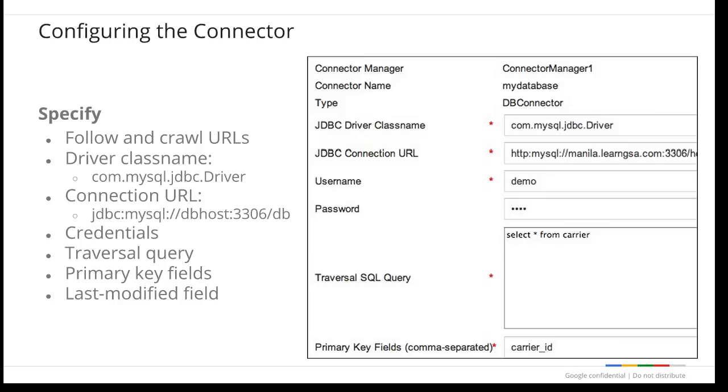If your database schema contains a field used to track changes, you can use this field as the last modified date for each record. A single database connector instance can only index records fetched with one SQL query. If you want to index records using other SQL queries, you'll need to create additional connector instances. You can do this using the same connector manager or a different one.